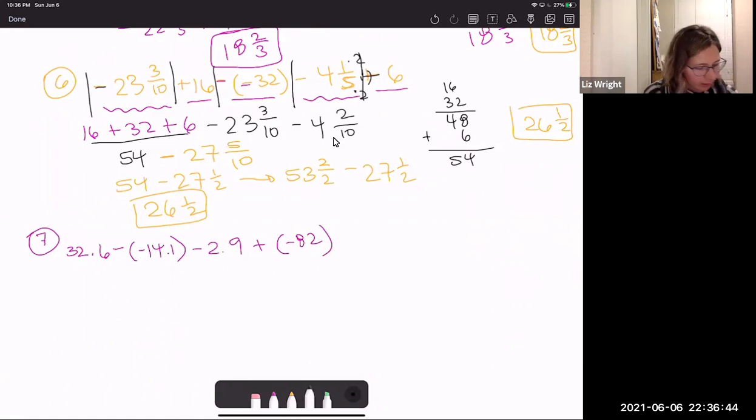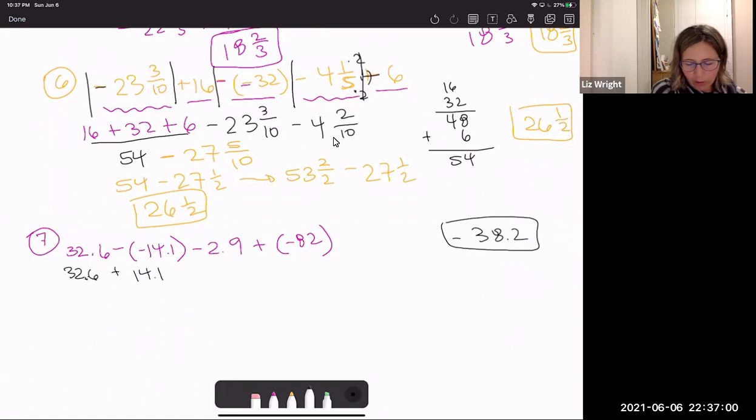This one really is just you punching it into your calculator. You should be getting negative 38.2 for this one. And again, just in terms of watching out, this minus the negative, so it'd be 32.6 plus 14.1 minus 2.9 plus a negative is going to be subtracting 82. And then when you get done with all of that, your answer should be negative 38.2. If it's not, double check your calculation, because it should be.